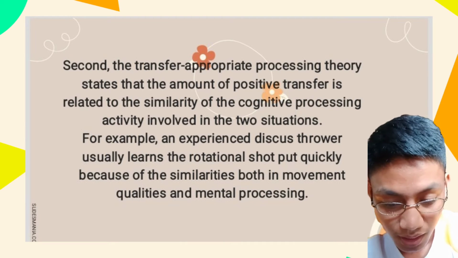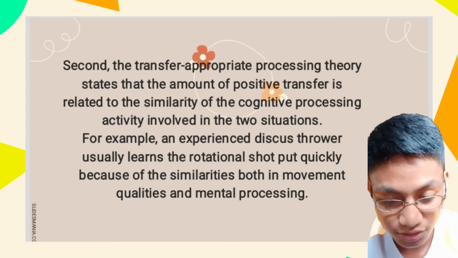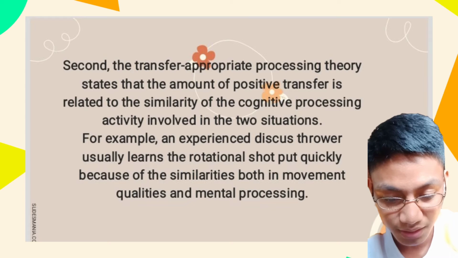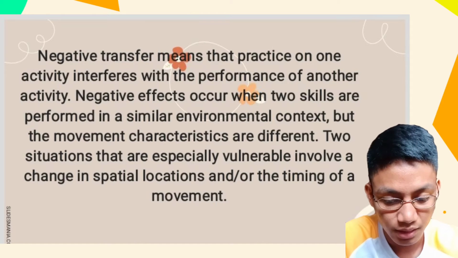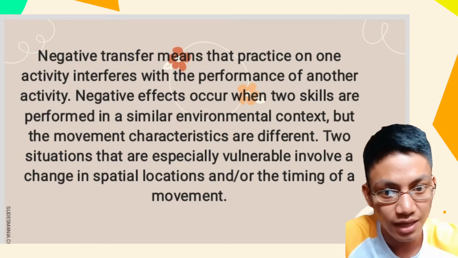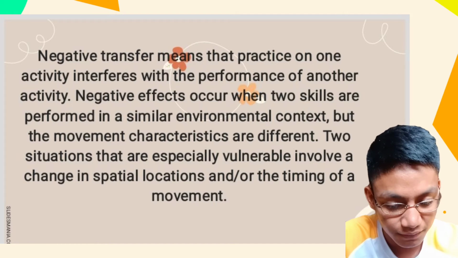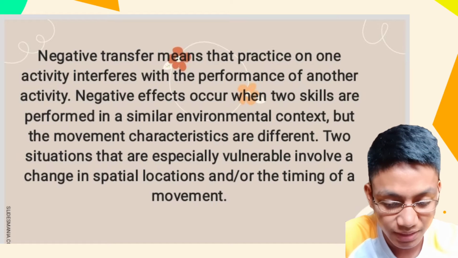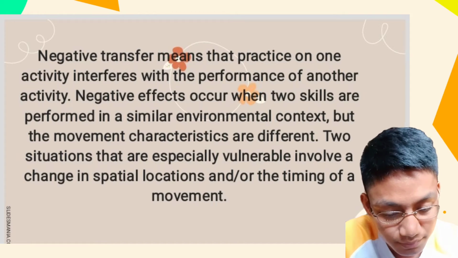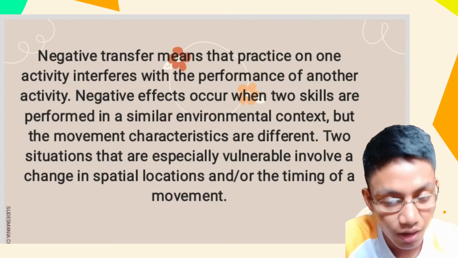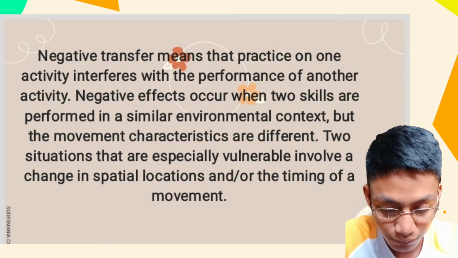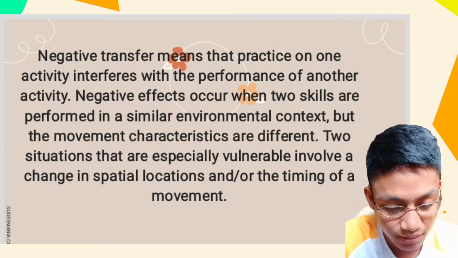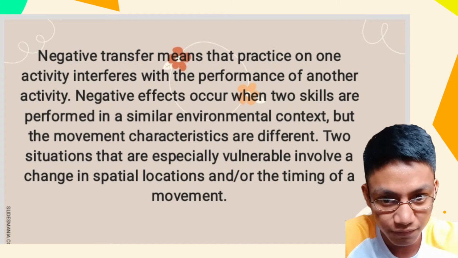For example, an experienced discus thrower usually learns the rotational shot put quickly because of the similarities both in movement qualities and mental processing. Negative transfer means the practice on one activity interferes with the performance of another activity. Negative effects occur when two skills are performed in a similar environmental context, but the movement characteristics are different. Two situations that are especially vulnerable involve a change in spatial location and or the timing of a movement.